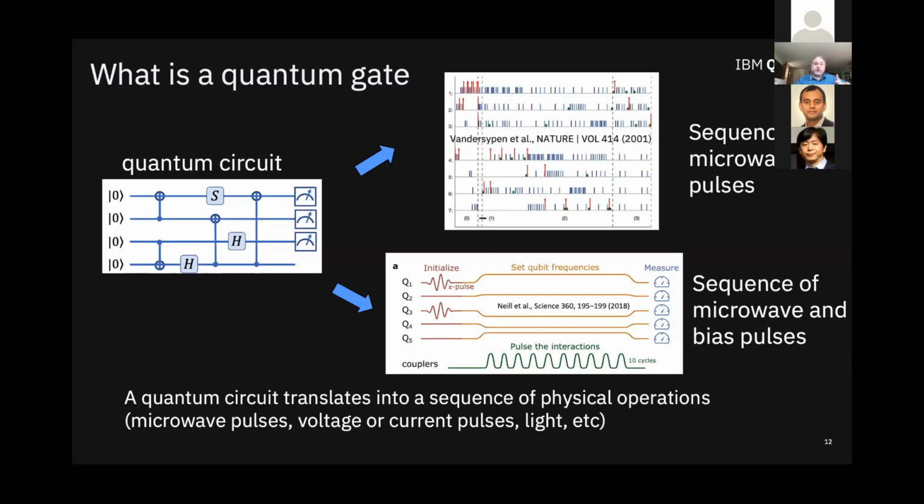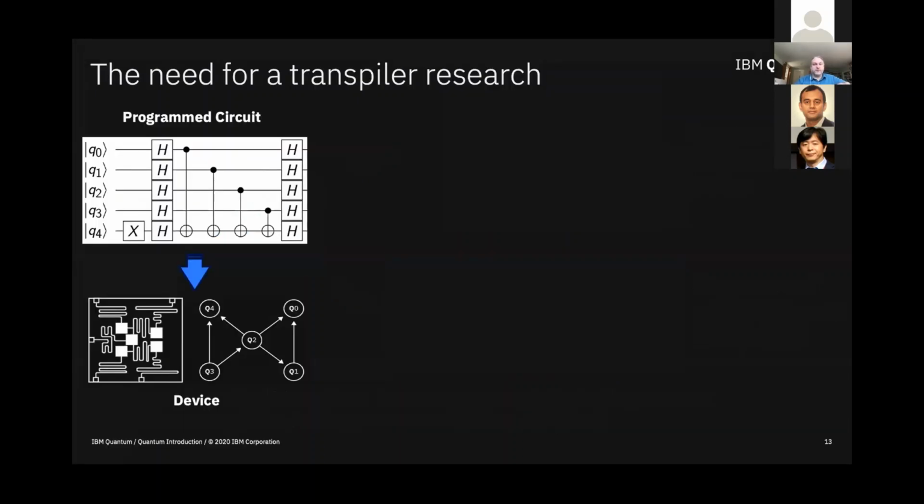Now, the hardware itself actually has limitations. For example, here's a map of one of our quantum devices, and those little arrows are saying that we can only run 2 qubit gates between those pairs of qubits. And so if I have a specific generic quantum circuit that I would like to run, I need to do some adaptation of it to get it to run on the actual hardware.